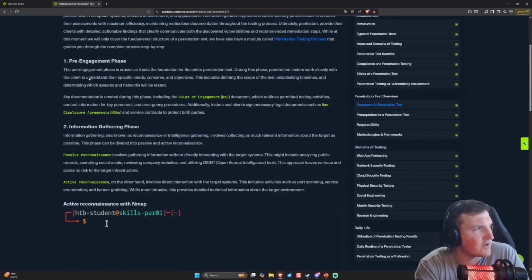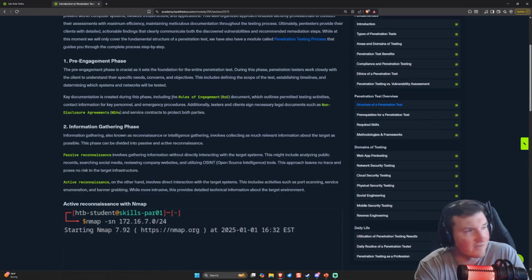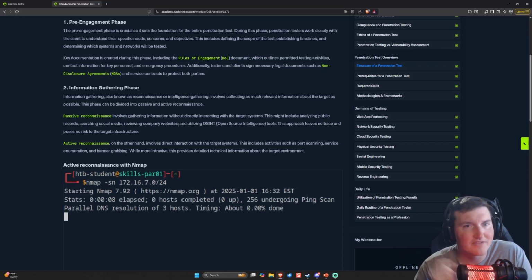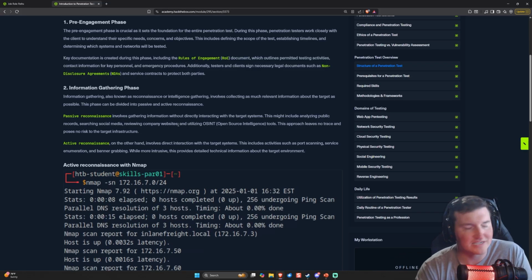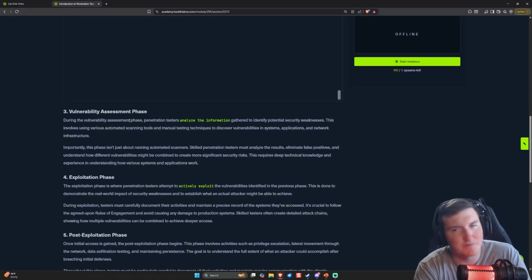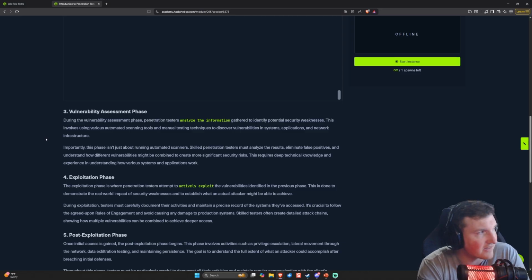Structure of a pen test. You have your pre-engagement, right? This is where you have your rules of engagement, your non-disclosures, all that stuff. Then you do passive recon. You start doing reconnaissance, but don't touch their stuff. You're just looking at stuff at this point. Then you do active recon. This is where you're actually running scans on their environment, all that stuff. The reason I'm going through this quickly is we've done pen tests in a nutshell on this channel. You can go look at that.